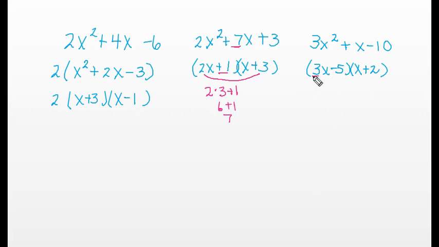Same thing here. If I multiply the 3 times the 2, and then I subtract 5, or I add a negative 5, I get 6 minus 5, which gives me positive 1, and you can see that's my coefficient here. And it's just going to take practice doing these over and over again to get used to it. And until then, you can continue using the area models to help you.